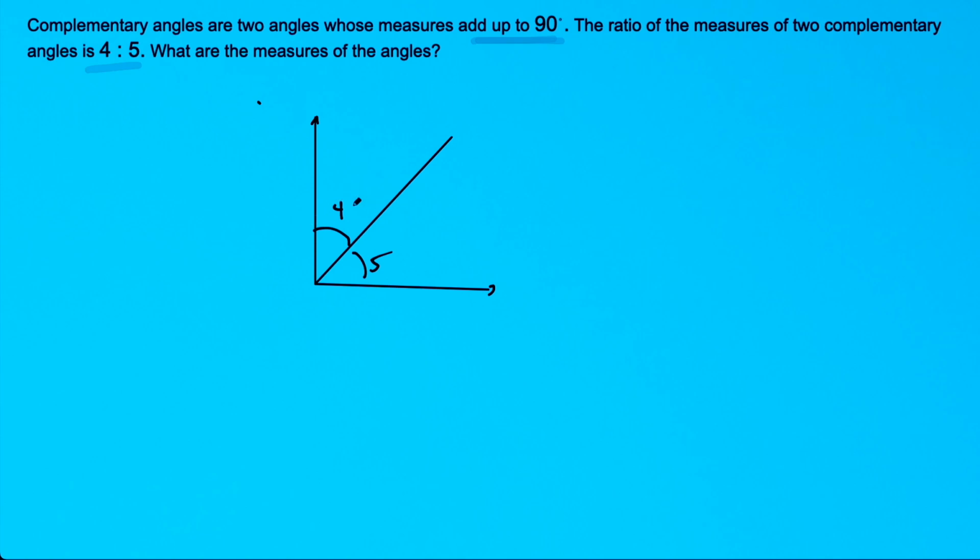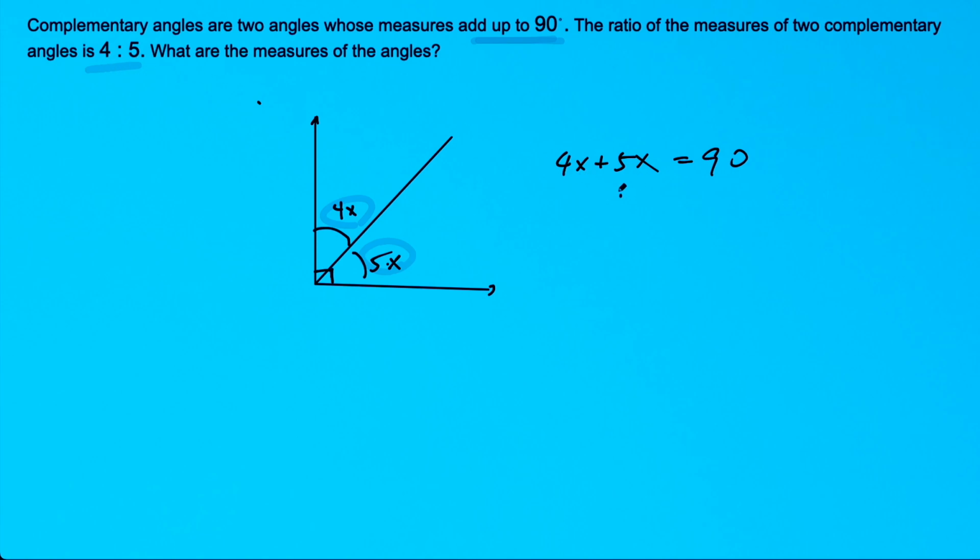What you say is, well, let's let that be 4 times a number. And if you make this angle here 5 times that same number, then their ratio will be 4 to 5. The nice thing about making them 4x and 5x is that we can add them now and make that equal to 90 and solve for x. Note the advantage here of using 4x and 5x rather than keeping the ratio 4 to 5.